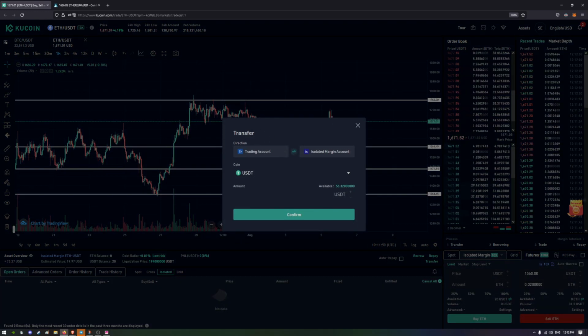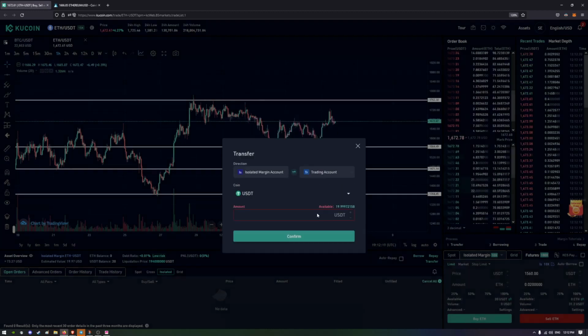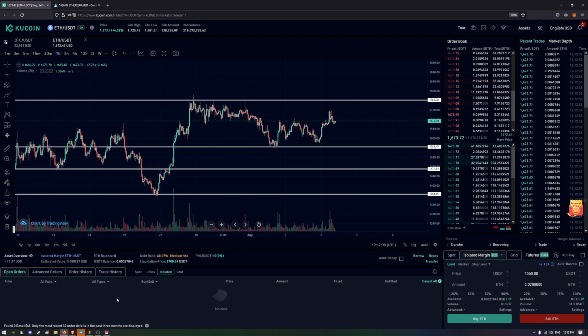So come over to the transfer button, make sure isolated margin is flipped around to this side, because you're trying to send your isolated margin balance back into your trading account. After it says, from left to right, isolated margin to trading account, click on all or all available and confirm. Now we're going to take a look at the risk factors involved.